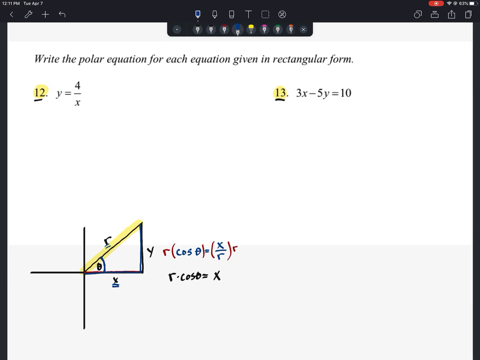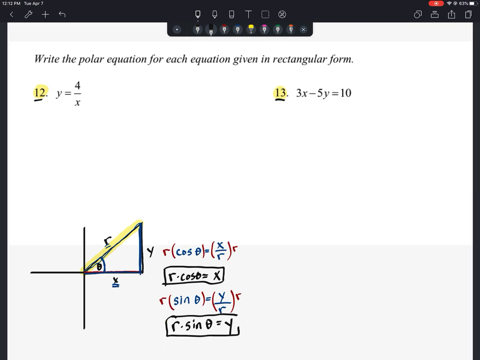Now similarly with our y's, we want an equation where y is the opposite side, and r is still our hypotenuse. So we could say that the sine of theta is going to equal the opposite side, which is y, divided by the hypotenuse, which is r. And if we wanted to come up with our other equation, we'd multiply both sides by r again, and we get the formula r times the sine of theta equals y. So we're going to use these right now.